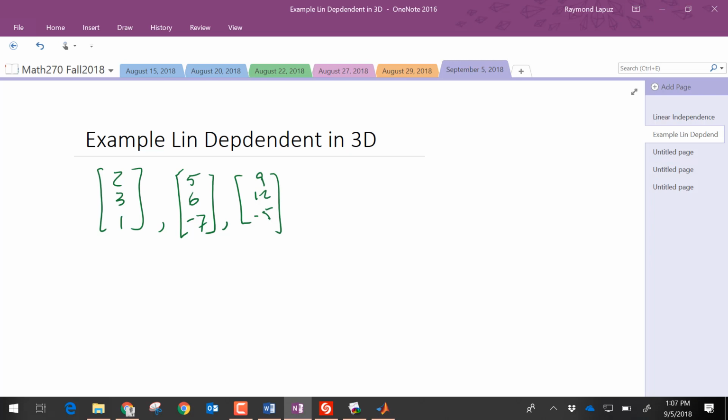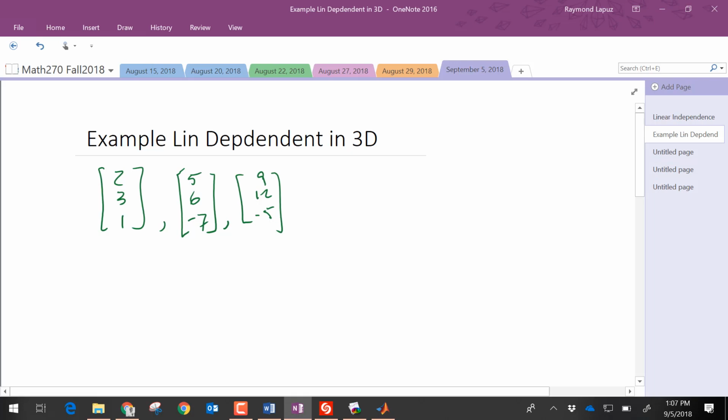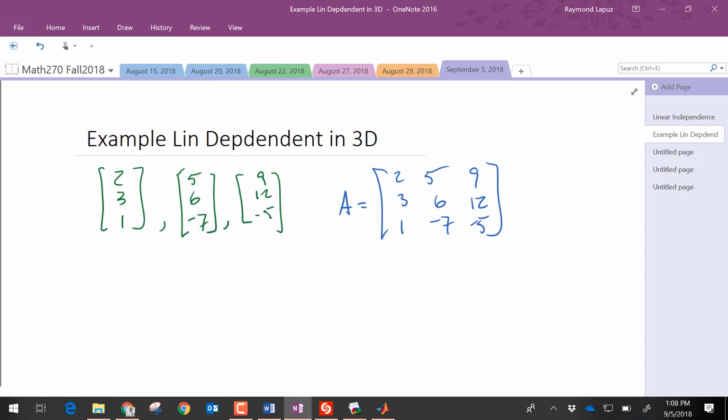All right, so to check if this is actually linearly independent, what we would do is go ahead and do our matrix. We'll let A equal 2, 5, 9, 3, 6, 12, 1, -7, -5. And then we'll do some row reducing to see what we can work out. I want to put that 1 up on top, so let's do a quick switch, R1 and R3.